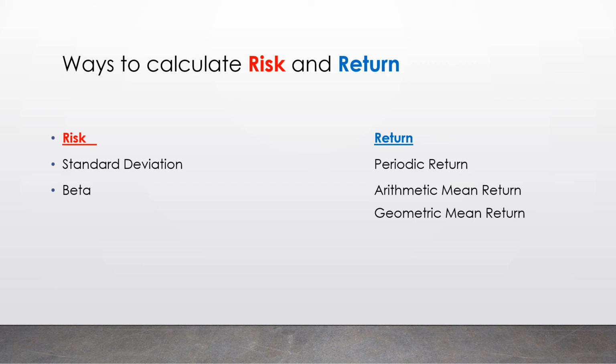Ways to calculate risk and return. The various ways to calculate risk and return are: for risk, there are standard deviation and beta, whereas return is calculated through periodic return, arithmetic return, and geometric mean return.